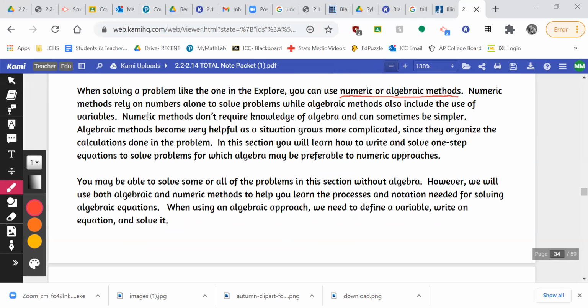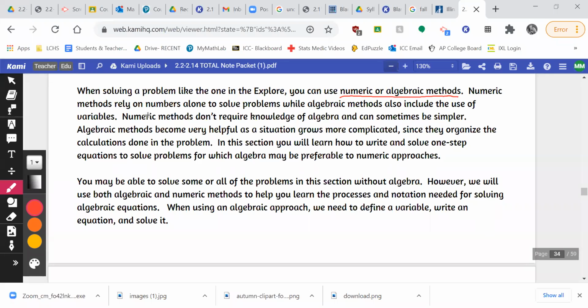So you're going to see in today's lesson that we're using some pretty simple scenarios, and they're probably very easy for you to solve just using numbers, but when we get to the next section, it's going to be really helpful that we solve them algebraically. So we're going to start with simpler problems today so that when you get to the next section, you're able to solve them without having as much trouble as you would if you had to solve them numerically.